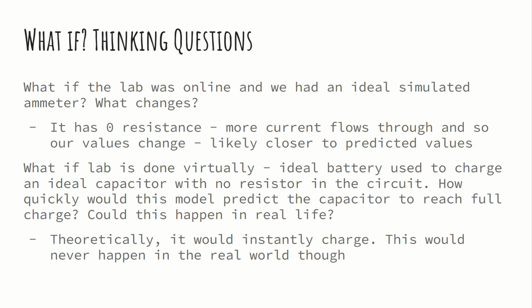So what if the lab was online? Let's get to the thinking questions. We had an ideal simulated ammeter. What changes? Well, it has 0 resistance, so more current flows through, and so our values change, likely closer to the predicted values, because again, 0 resistance means it's going to be closer to the theoretical perfect value that we calculate using formulas.